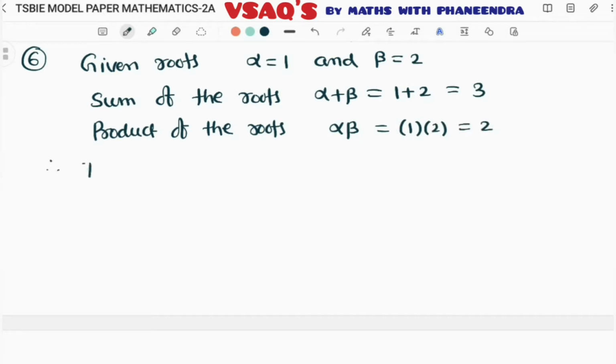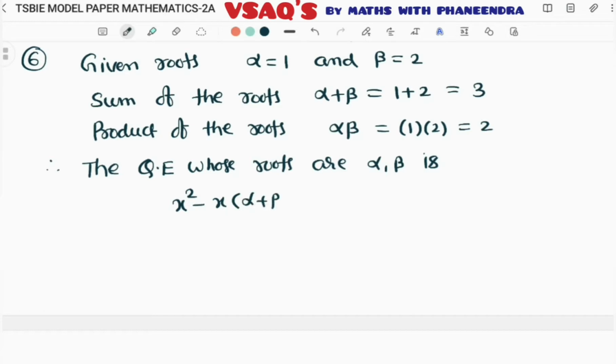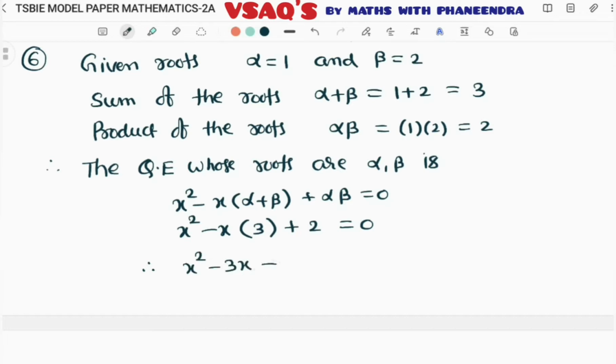We know that the quadratic equation whose roots are alpha comma beta is x square minus x into alpha plus beta plus alpha beta equal to 0. So in place of alpha plus beta and alpha beta, substitute here and simplify. x square minus x into 3 plus 2 equal to 0. Therefore, x square minus 3x plus 2 is equal to 0, which is our required quadratic equation.